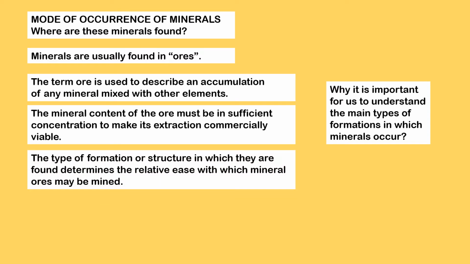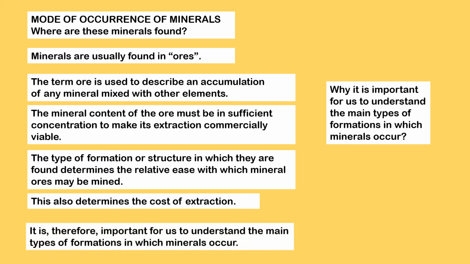The type of formation or structure in which they are found determines the relative ease with which mineral ores may be mined. Very important, what type of mineral it is. Then we have to think about the transportation, setting up factories where they will be molded into desired products, right? It's therefore important for us to understand the main types of formation in which minerals occur. Children, study this nicely.